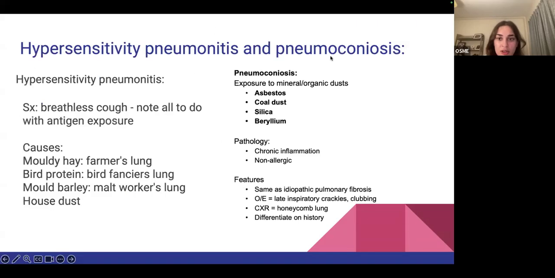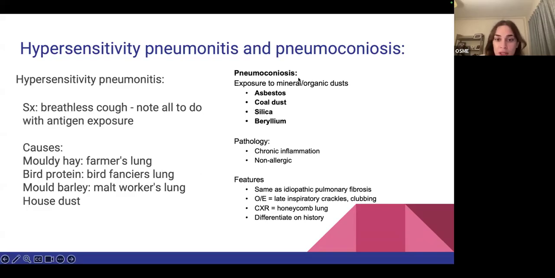Hypersensitivity pneumonitis and pneumoconiosis. I didn't really remember this until now, but they sometimes like asking this as a one marker in lab med. It's a breathless cough and it's all to do with allergen exposures. So they might be exposed to things like moldy hay, bird protein, mold barley, or sometimes it's house dust related. Essentially, the question will be quite leading in this sense because this is quite rare, but they'll say something about a farmer that's been working in a damp region or something.